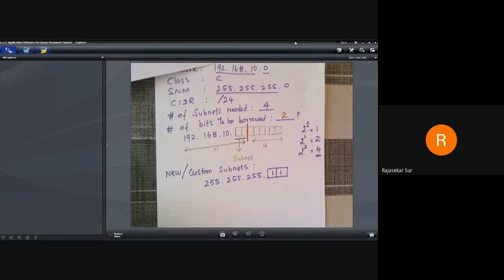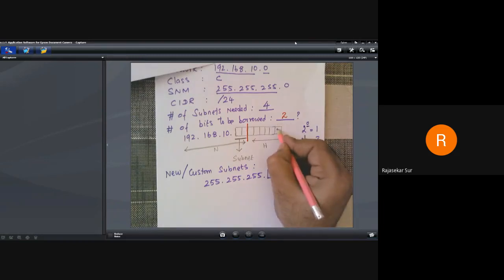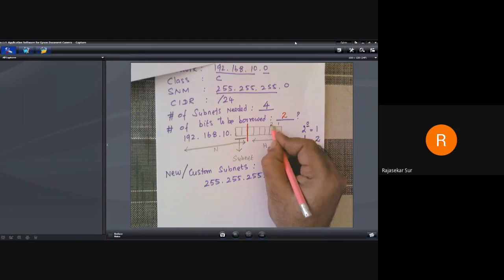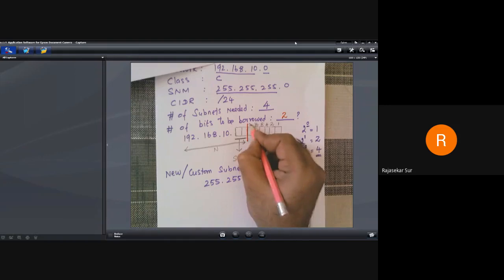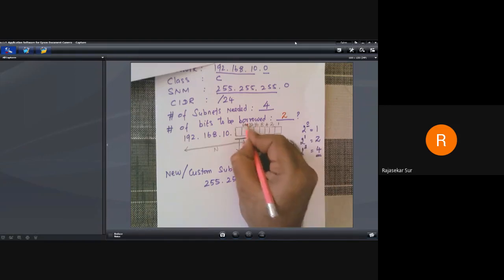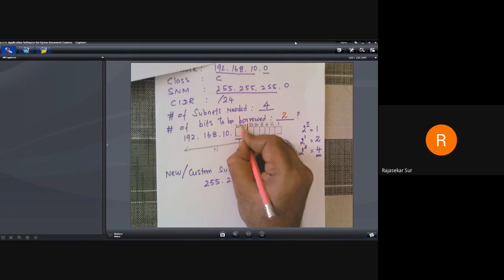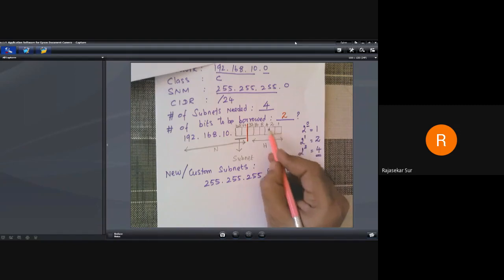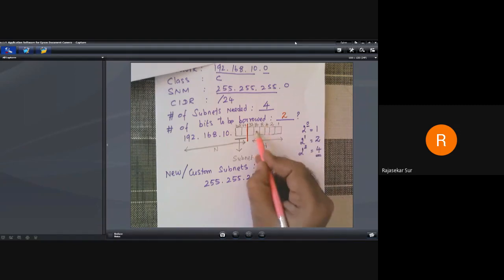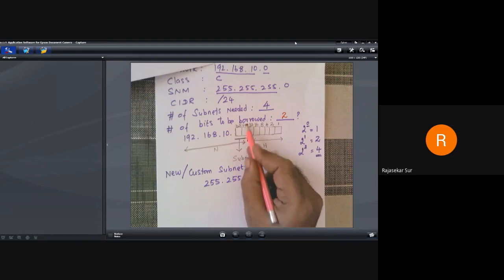Now you can apply the place value. I write the place value here. This place is 2 to the power of 0, this is 2 to the power of 1, this is 2 to the power of 2, this is 2 to the power of 3. So you can simply write 1, 2, 4, 8, 16, 32, 64, 128. These are the place values: 2 to the power of 0 up to 2 to the power of 7.